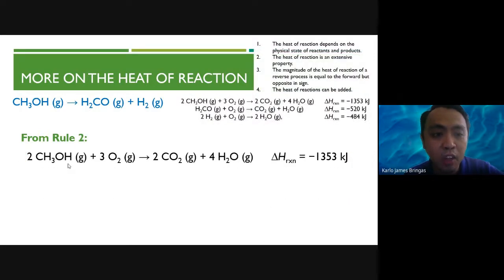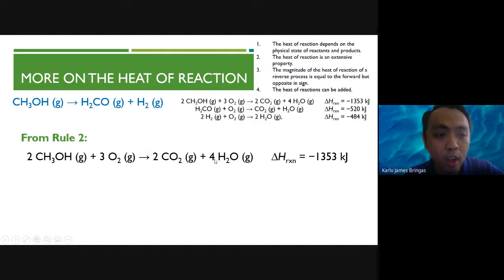If we start with this one from our given data, we copy now this one over here. So when we copy it, we now get this one that we have shown on the screen. But for the meantime, this is not yet usable. Why? It's because our target has a coefficient of 1, while in our data, the CH3OH has a coefficient of 2. So what will we do? To make the coefficients of CH3OH equal, we divide everything by 2.